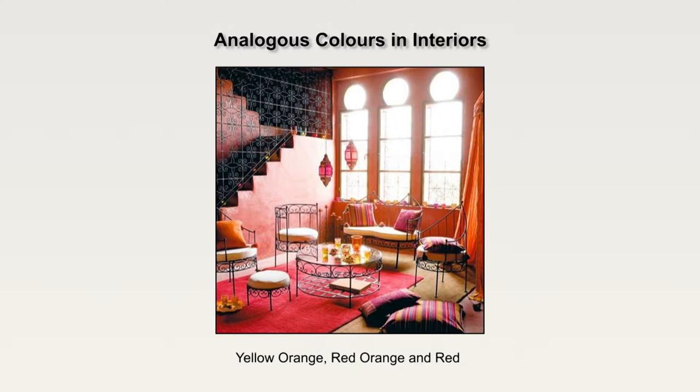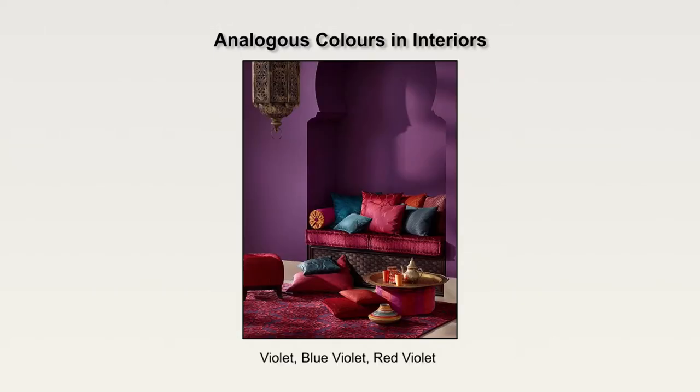Yellow, orange, red-orange, and red form an analogous color scheme in this image. There are also other colors used in this image. We can explain this by saying that sometimes two color combinations or two harmonies would be combined together. Violet, blue violet, and red violet form an analogous color scheme in this image.